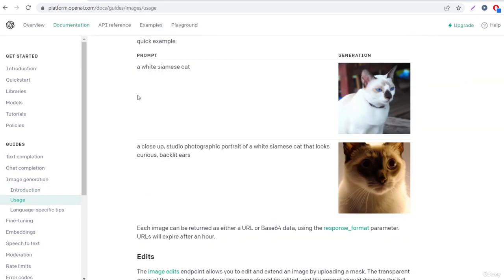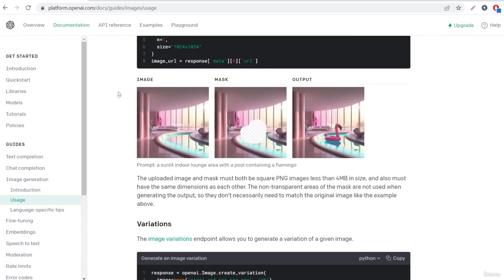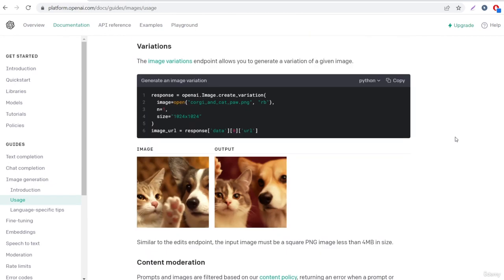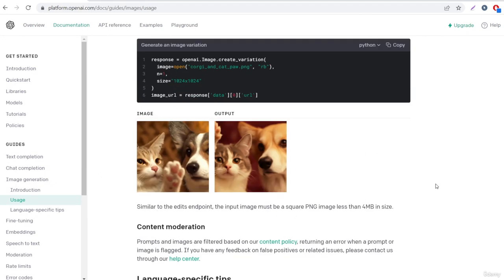Anyway, this will not be a lesson about the DALL-E model itself. I'm just making an overview of models in this lesson, and in separate lessons in the course we are going to learn how to interact with the model.